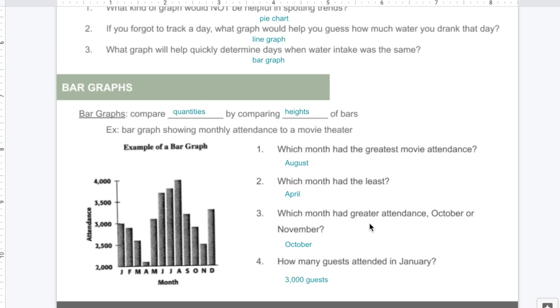And then which month had greater attendance, October or November? So if we compare the two, here's October, here's November. The one that had the greater amount is October. And then number 4, how many guests attended in January? Okay, so if we look at January, it's the very first month, there were 3,000 people who attended.